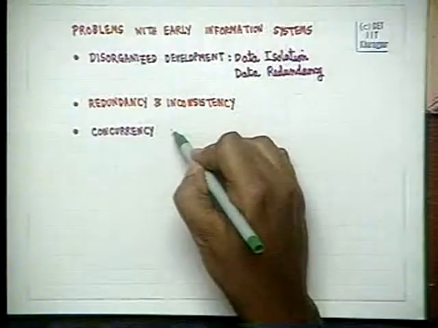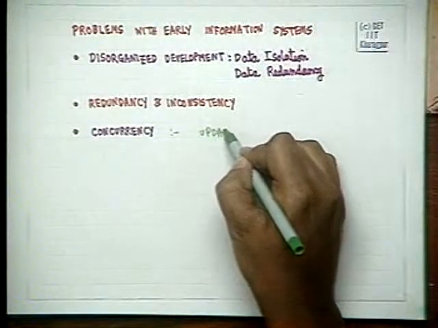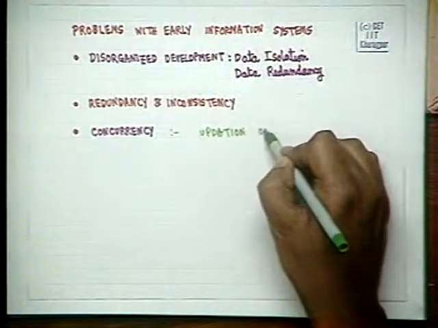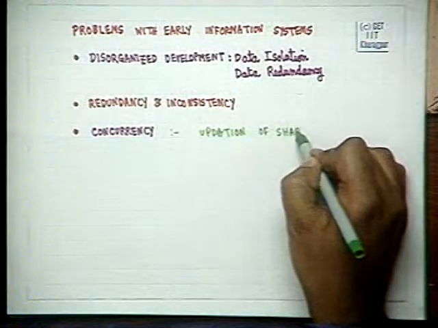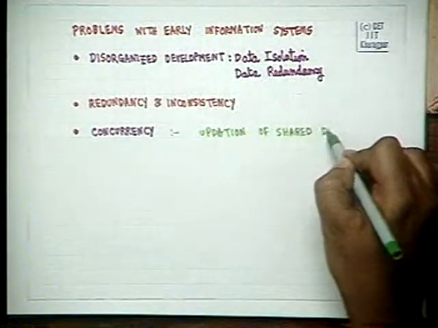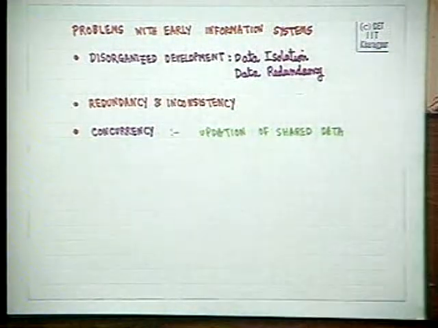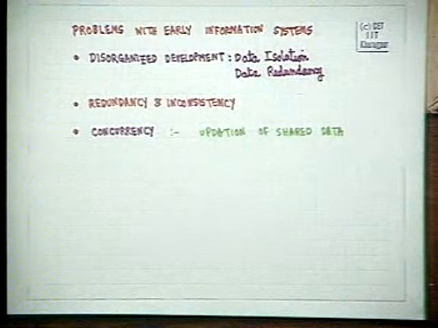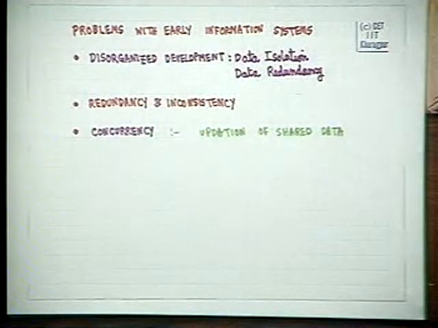Now, the question is, what problems does concurrency bring about? The problem of concurrency is that of updation of shared data. See, if data is not shared between 2 concurrent programs, they are not going to harm each other in any way. But if data is shared between 2 concurrent programs, then there are going to be a lot of problems. I will give you an example.